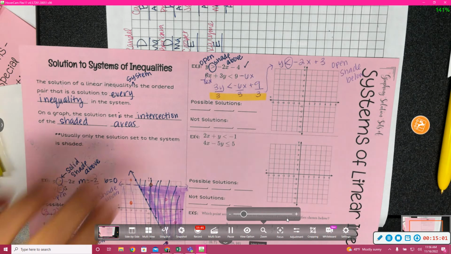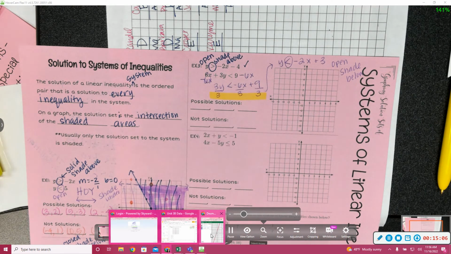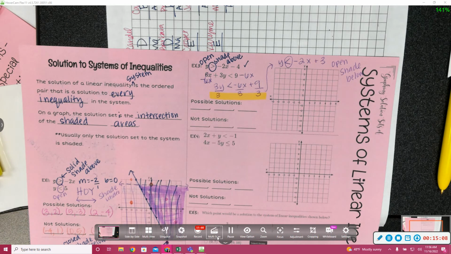So again, if we have trouble graphing, Desmos to the rescue. I can bring it up here.